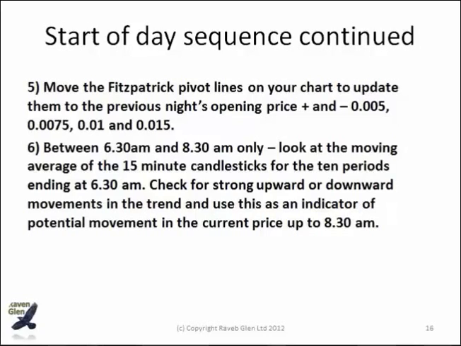The last part of my sequence only occurs if the time is between 6:30 a.m. and 8:30 a.m. when I go through the sequence. And I look at the 15-minute candlestick chart, and I'm going back over 10 periods. I want to see what happened between 4 a.m. and 6:30 a.m. If there's a strong trend upwards or downwards during that period, then there's a fair chance that that will continue up until around 8:30 a.m. and that might inform some decision making on my trade entries.